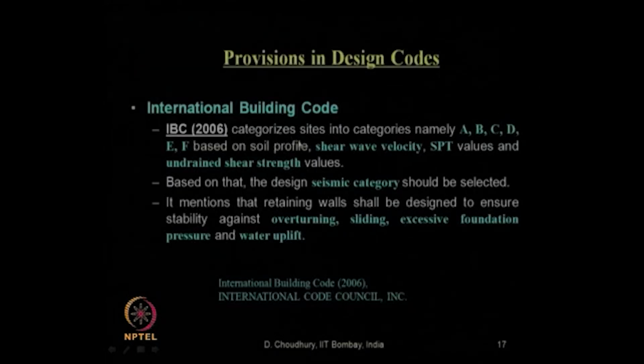Then the International Building Code IBC 2006 classifies the soil or the site into 6 major categories, that we have already discussed when we discussed the NEHRP code of the US, based on shear wave velocity, SPT value, undrained shear strength, etc. Based on the different seismic categories, it asks to design the retaining wall to be stable with respect to overturning, sliding, excessive foundation pressure and water uplift. So, with that we had completed our lecture on the previous day.